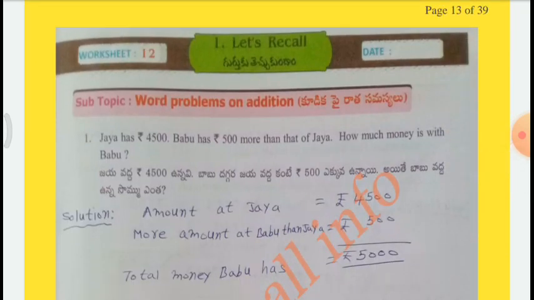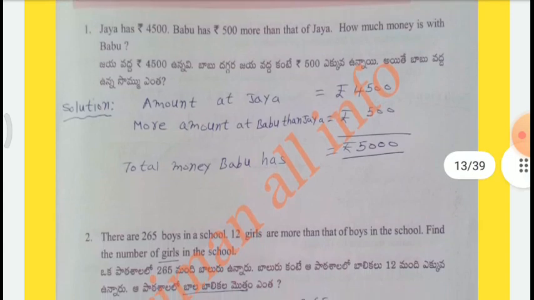Worksheet 12. Subtopic. Word problems on addition. Jaya has 4,500 rupees. Babu has 500 rupees more than that of Jaya. How much money is with Babu? Solution. Amount at Jaya 4,500. More amount at Babu than Jaya 500 rupees. Total money Babu has: 4,500 plus 500, 5,000 rupees.